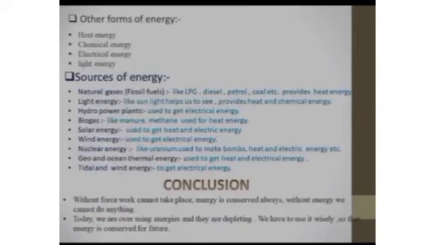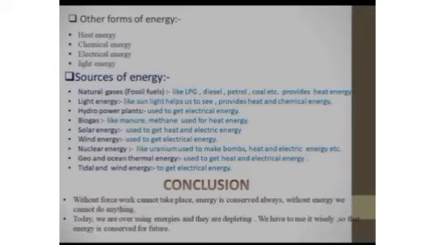Other forms of energy: heat energy, chemical energy, electrical energy, and light energy. The sources of energies: natural gases like LPG, diesel, petrol, coal, etc. provide heat energy. Light energy like sunlight, air pressed to sea provide heat and chemical energy. Hydropower plants are used to get electrical energy. Biogas like manure, methane is used for heat energy. Solar energy is used to get heat and electrical energy.